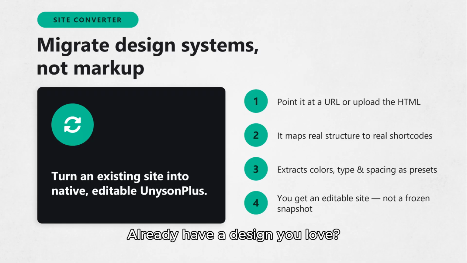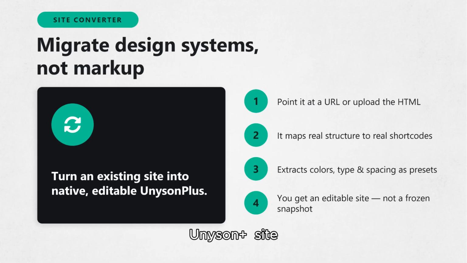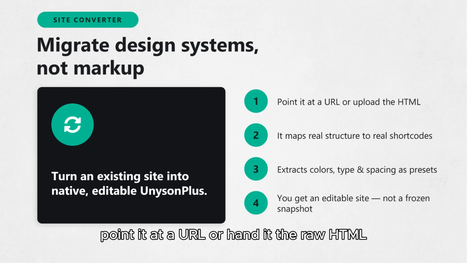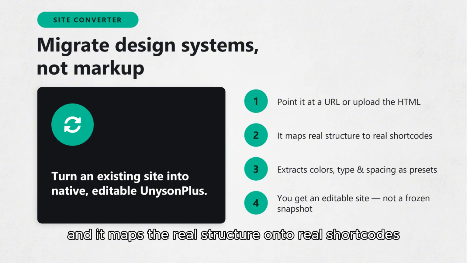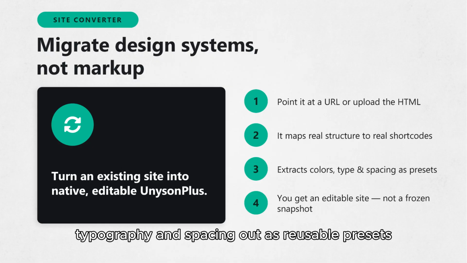Already have a design you love? Maybe a site you built years ago, or a template from somewhere else? The site converter turns it into a native UnysonPlus site. Point it at a URL or hand it the raw HTML, and it maps the real structure onto real shortcodes while pulling the colors, typography, and spacing out as reusable presets.